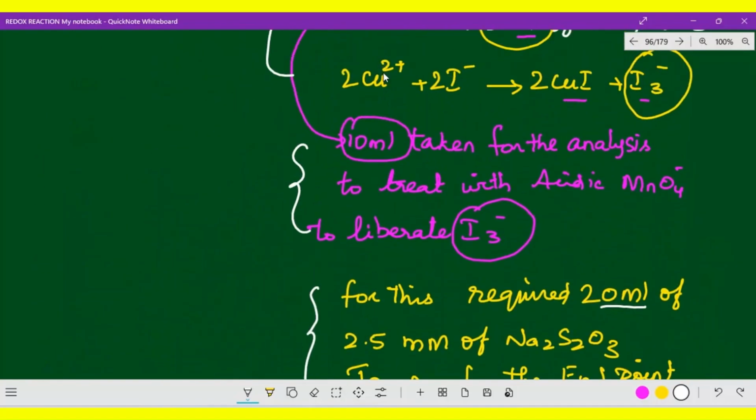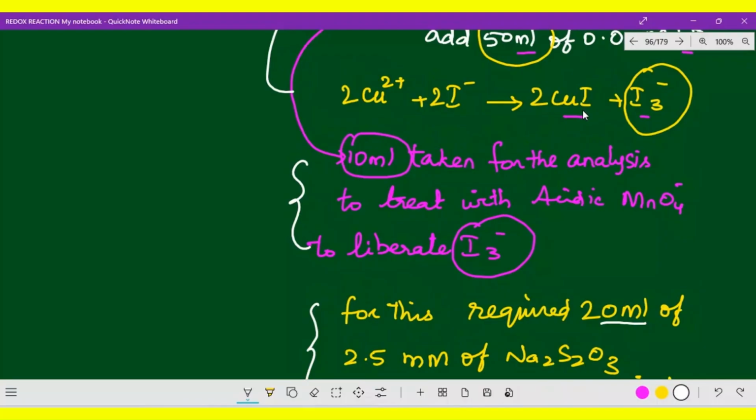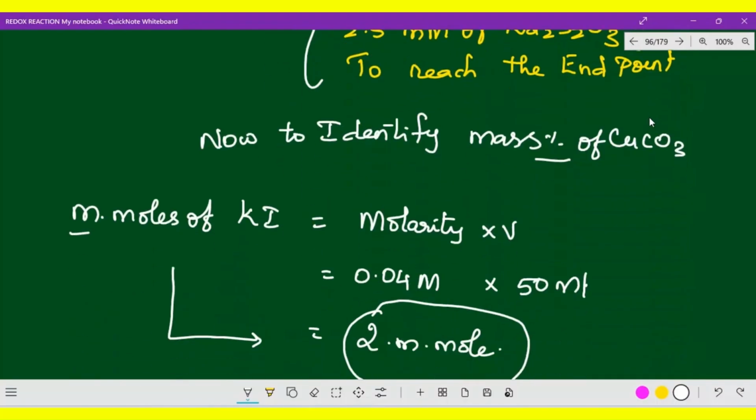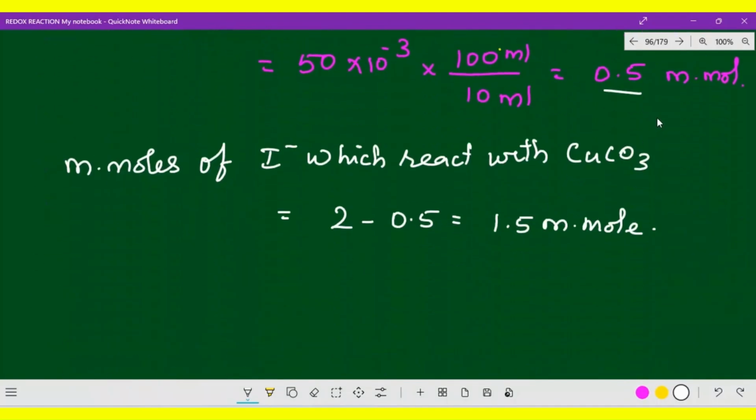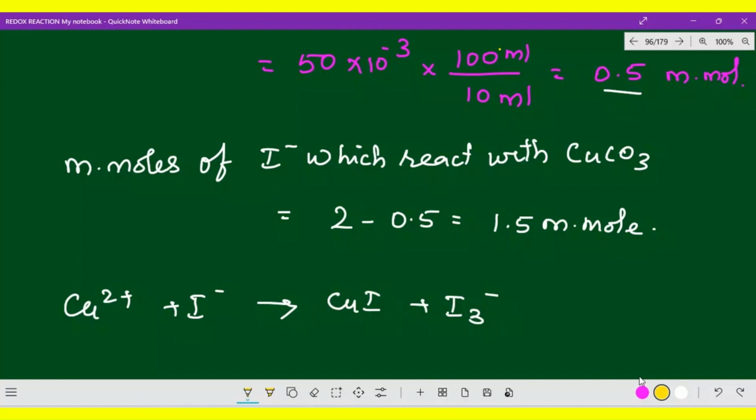Here copper carbonate combined with iodine, so you will get copper iodide precipitate and iodine is liberated. Now for the millimoles of Cu2+, I just write the equation for you to understand. Now the first part is over. Now the second part: Cu2+ and I- give CuI plus I3-, after finishing this. Balancing according to that, here 2 and here 5, I already made it for me. So for you, I just explained.